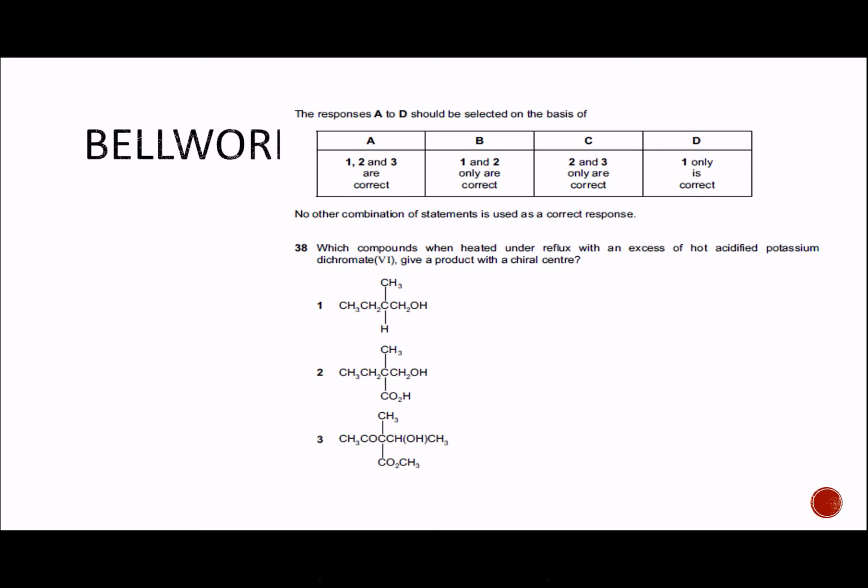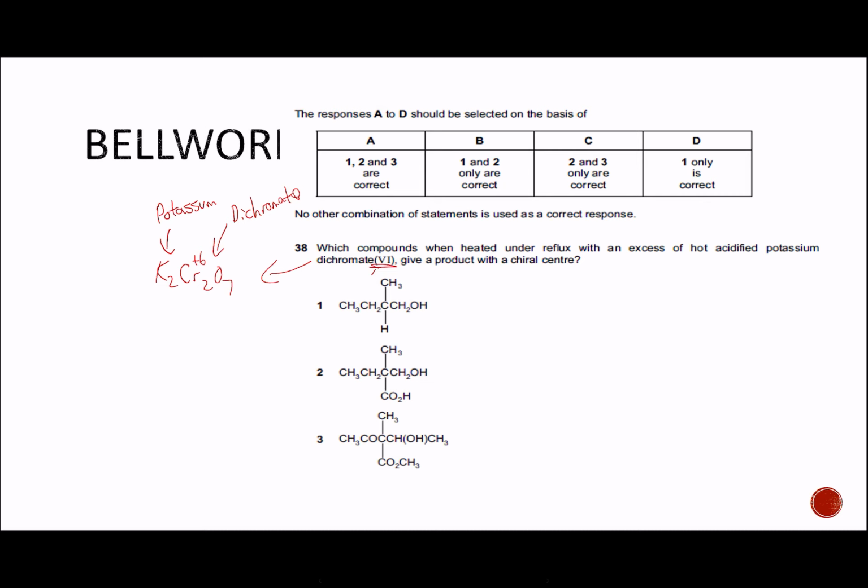Let's first of all take a look at the bell work. Bell work says, which compounds, when heated under reflux with an excess of hot acidified potassium dichromate, which is K2Cr2O7, potassium dichromate, and the 6 is because the oxidation number, the charge of chromium, is +6. That's why the 6 is there. So which compounds give a product with a chiral center?